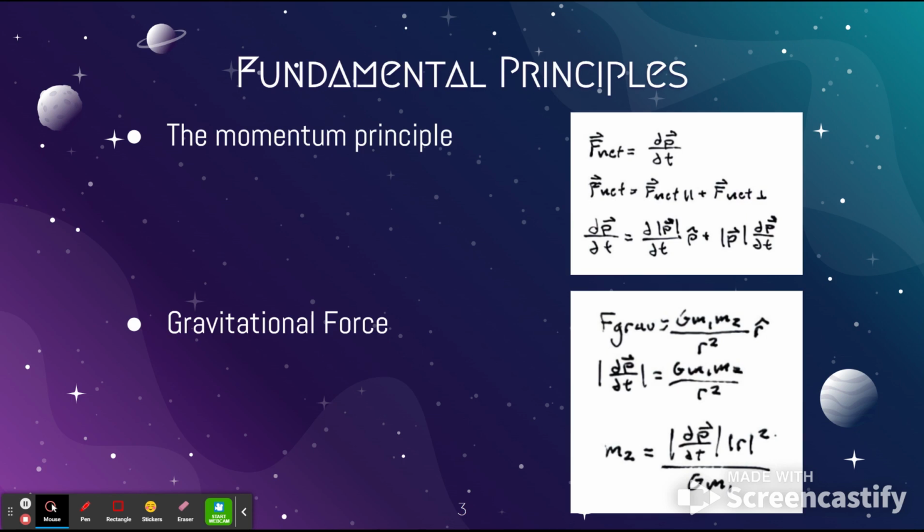And our second fundamental equation will be the gravitational force, which states that the force of gravity is equal to G m1 m2 divided by r squared times r hat, which we can rearrange to say that m2 is equal to the magnitude of dp/dt times the magnitude of r squared over G m1, with G being the gravitational constant of 6.7 e to the negative 11.